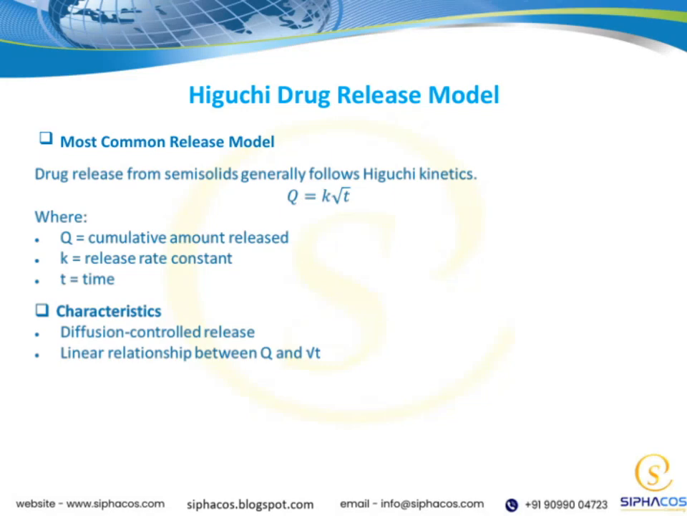Let's talk about the Higuchi drug release model. It's one of the most common ways to describe how drugs release over time from a delivery system. This model helps us predict the rate at which a drug diffuses through a medium, often a solid matrix. It's simple, yet powerful, and widely used in pharmaceutical research to understand and control drug release profiles. Knowing this model gives us a solid foundation for designing effective therapies.